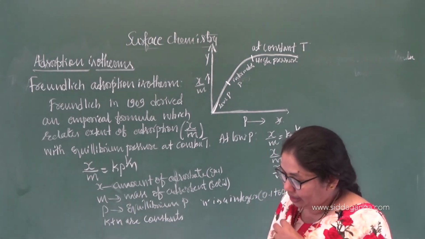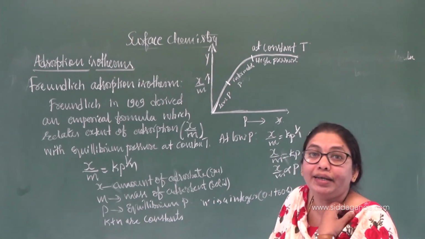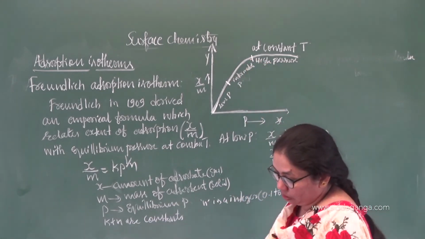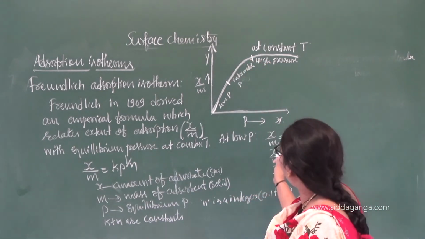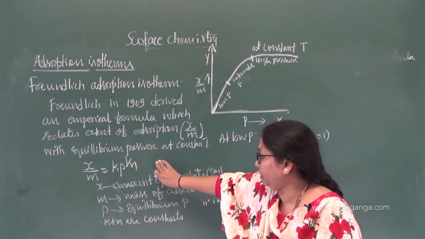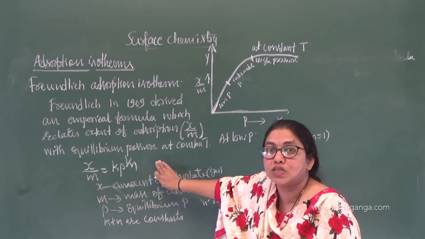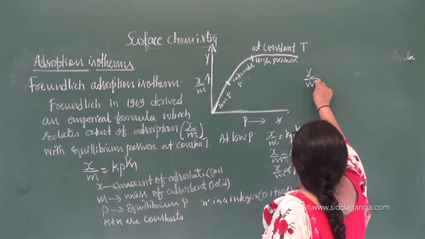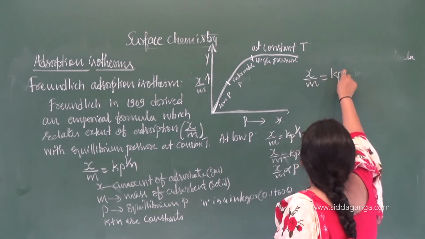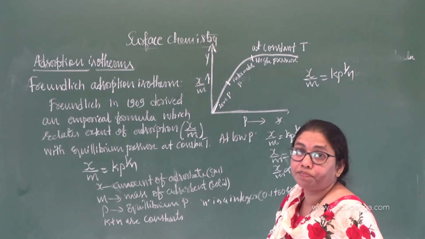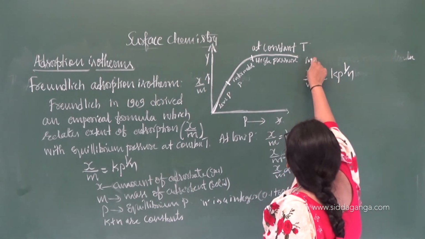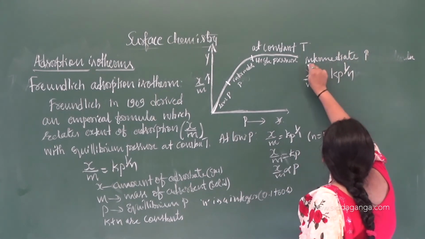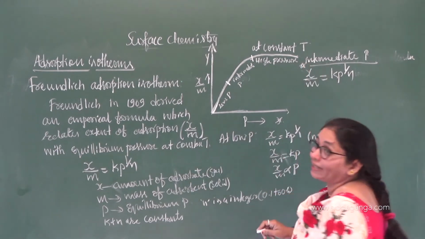Now at the intermediate pressure, this expression is well applicable. It will be x by m is equal to k into p to the power 1 by n. This is for intermediate pressure. This is the expression you are going to get.